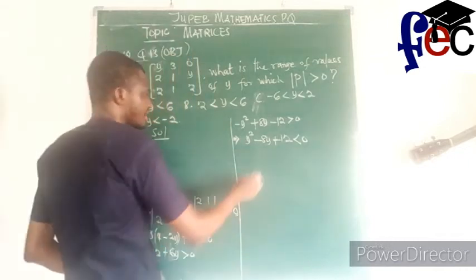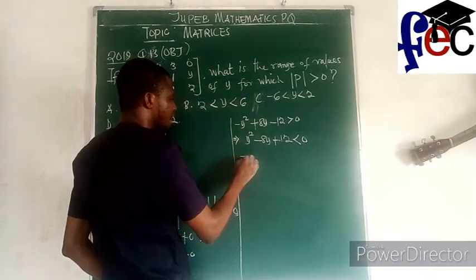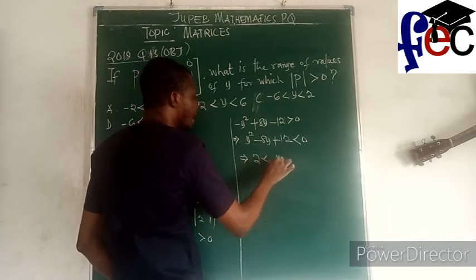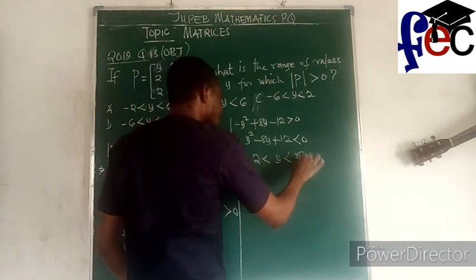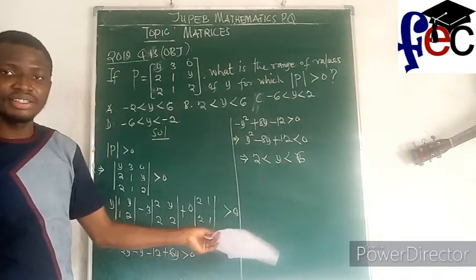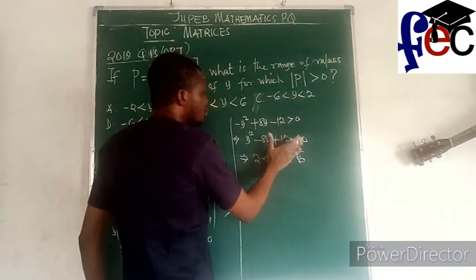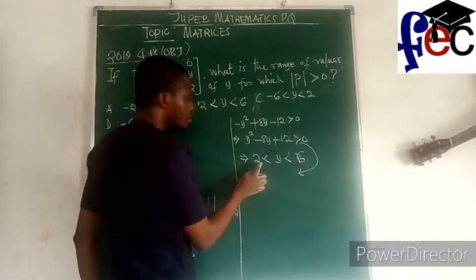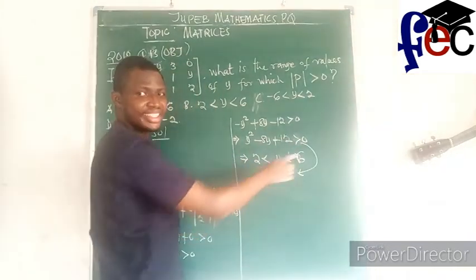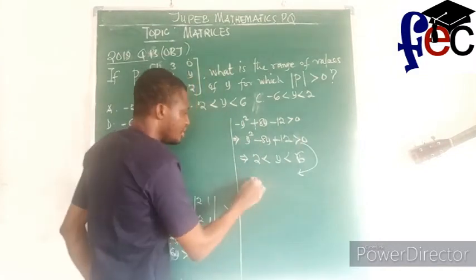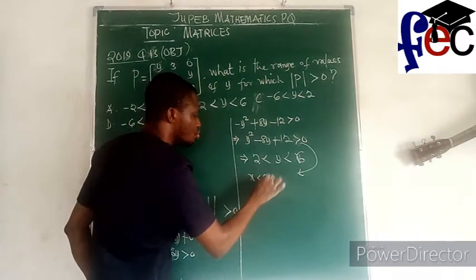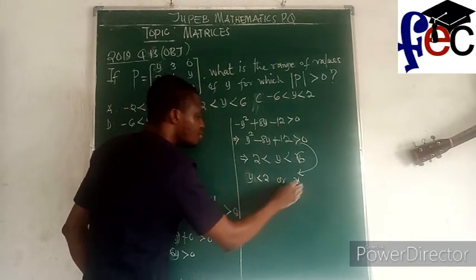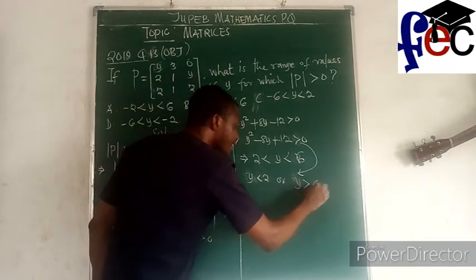What I'm saying is that it implies 2 is going to be less than y, which is going to be less than 6. That's all. Now, if this were to be greater than 0, then the result will be less than the smallest and greater than the greatest. That means y will be less than 2 and y will be greater than 6.